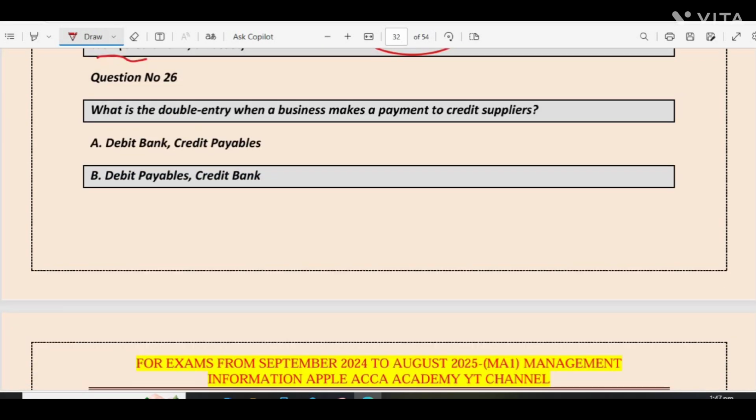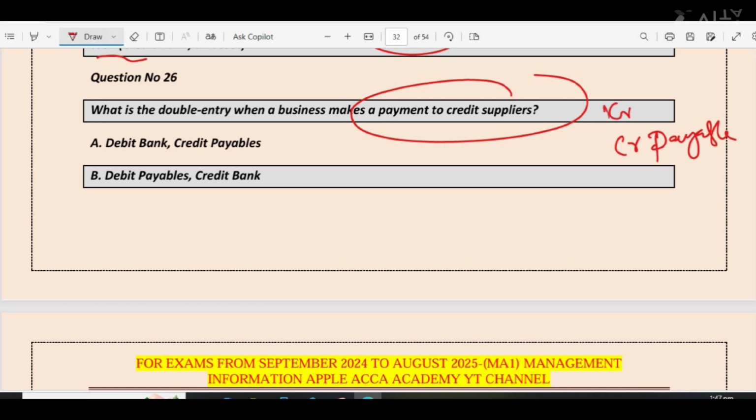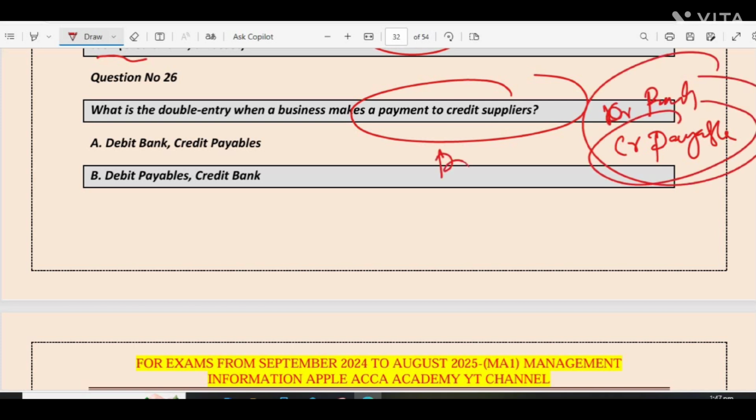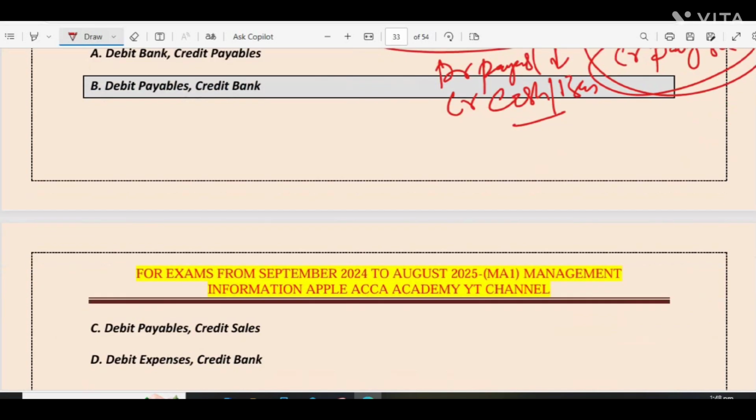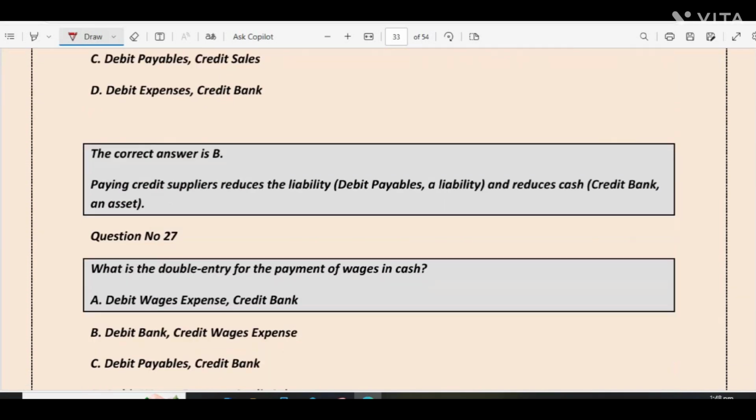26. What is the double entry when a business makes payment to a credit supplier? When you have a credit supplier, that means you have a payable, you have created a liability. Let's say you have purchased something. Now you want to pay this supplier, then that payable will be debited because your liability is decreasing, and credit will be your cash because you are paying the money. Your asset will be decreased. Great. Paying a credit supplier reduces the liability, debit payable, and reduces cash, that is your bank balance.